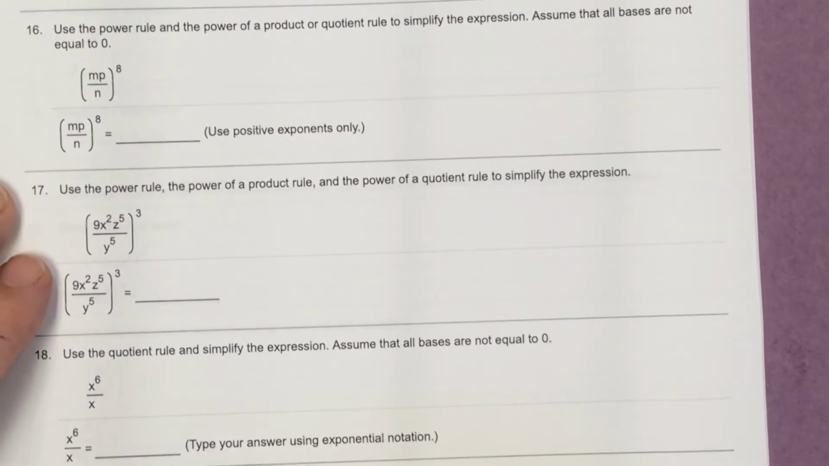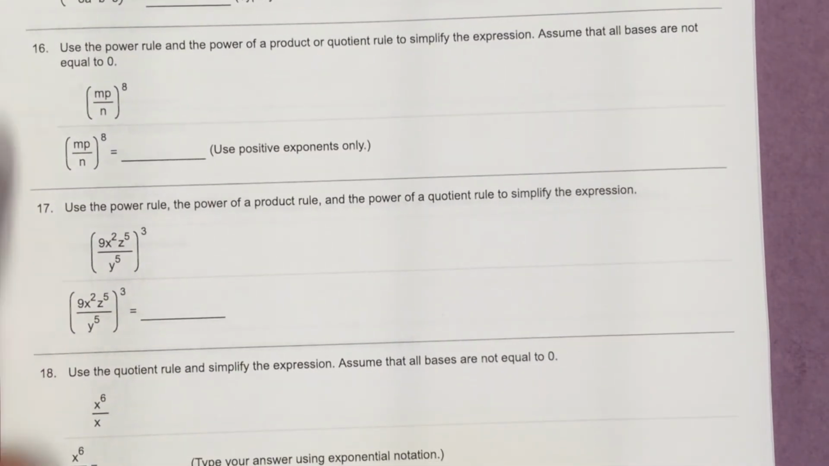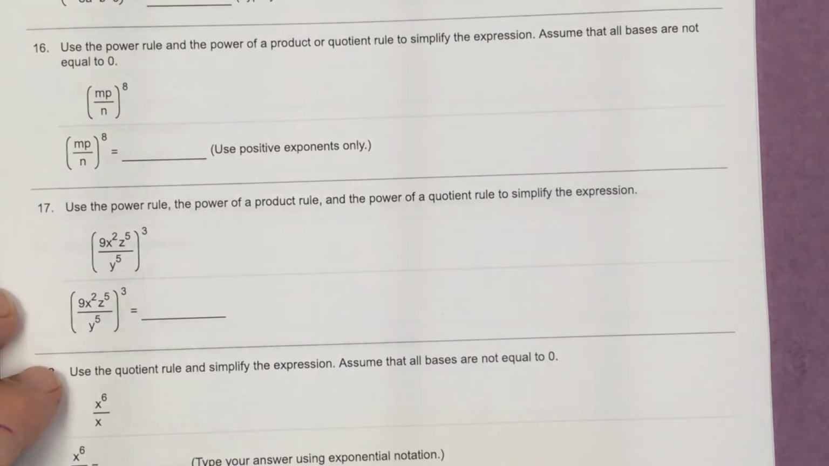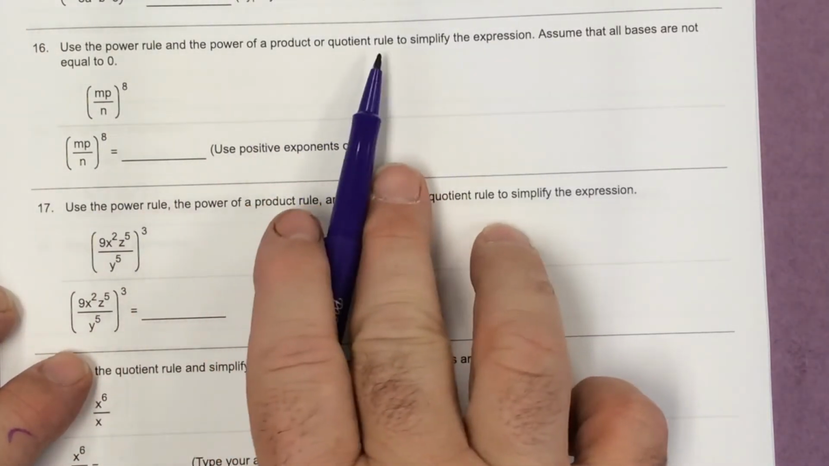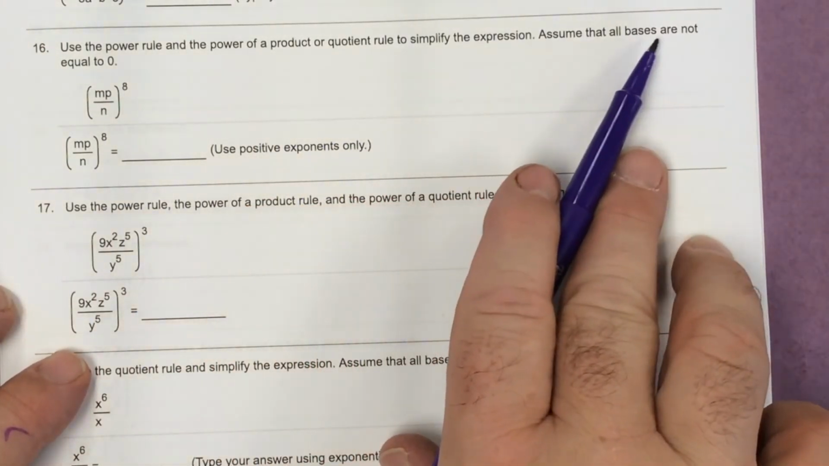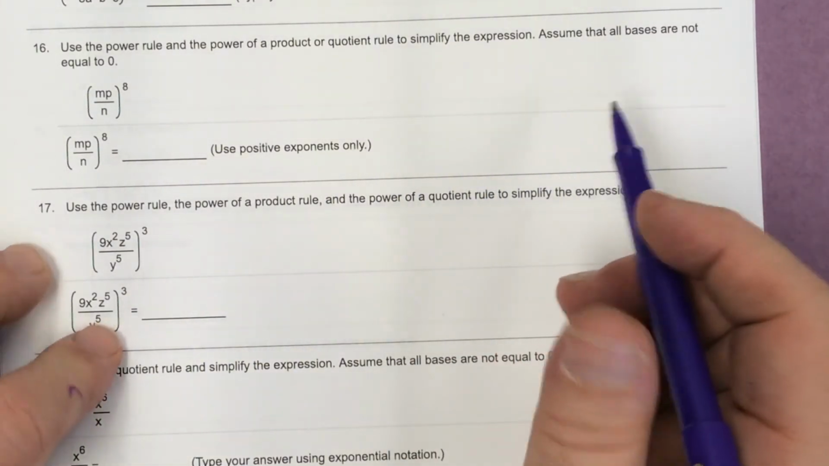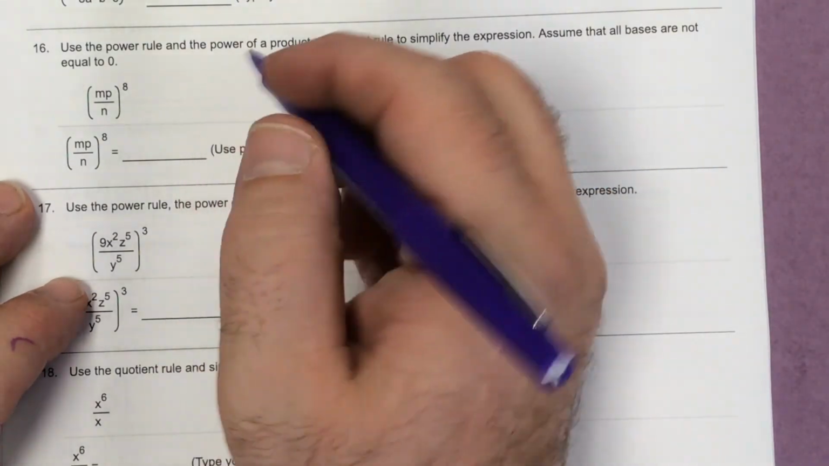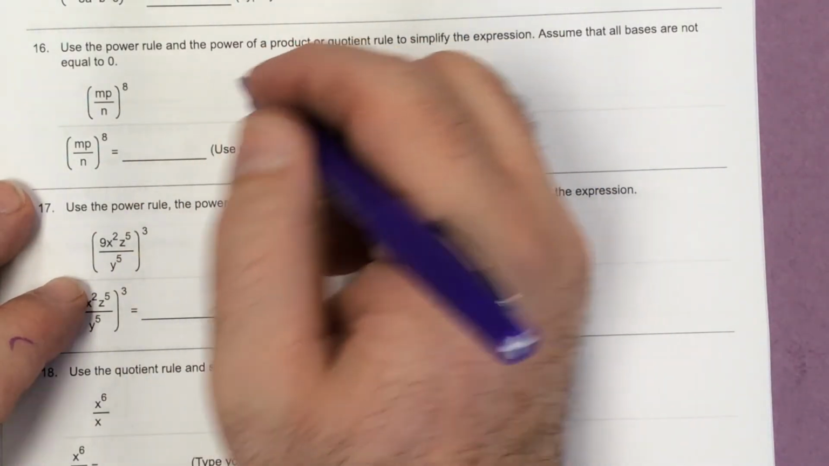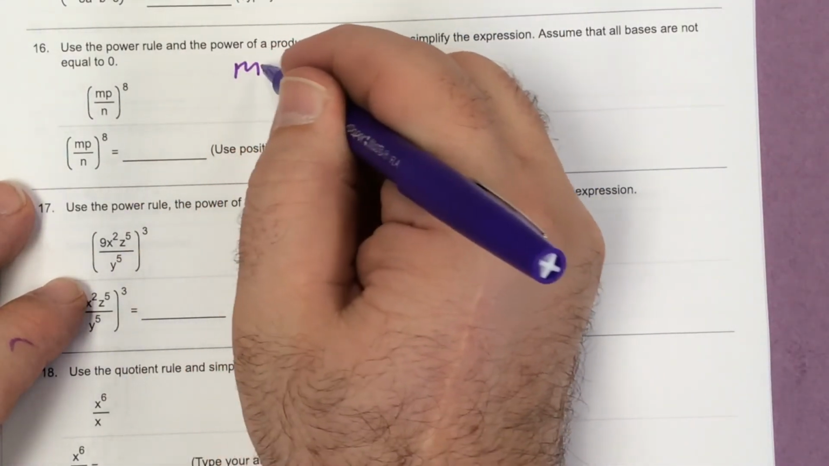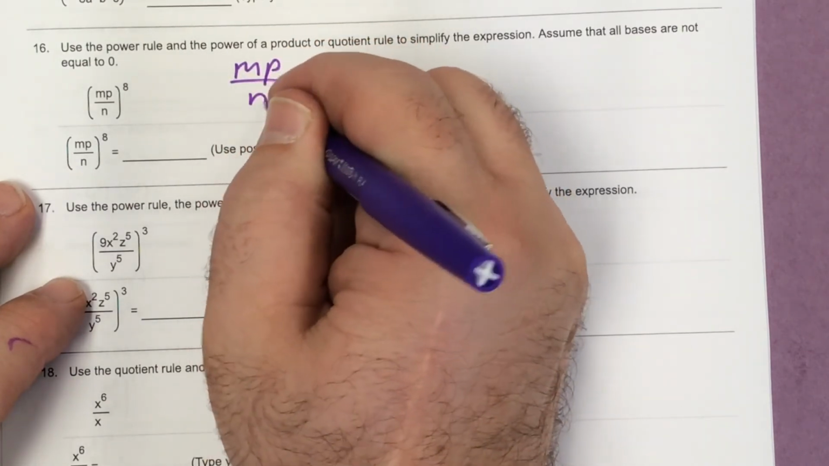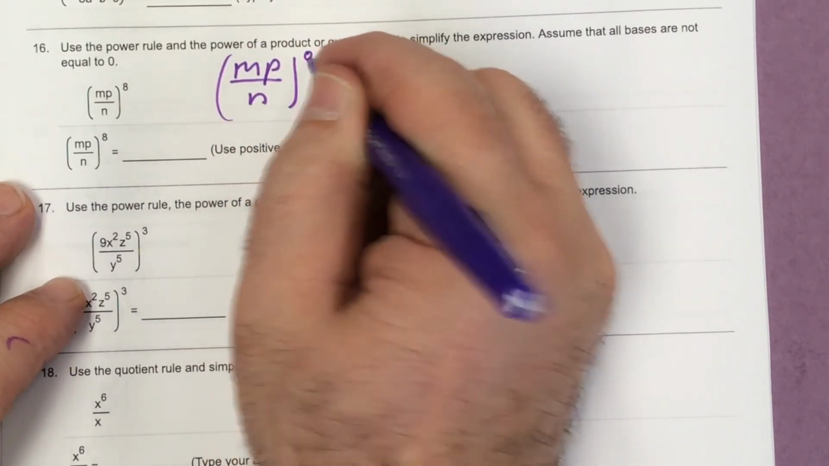Okay. And the next problem here, let's make sure I can see that. Yes, okay. Use the power rule and the power of a product or quotient rule to simplify the expression. Assume that all bases are not equal to 0. So let's apply something similar to what we did. So I'm not writing this out 8 times. If I have m times p over n, and that's all to the 8th.